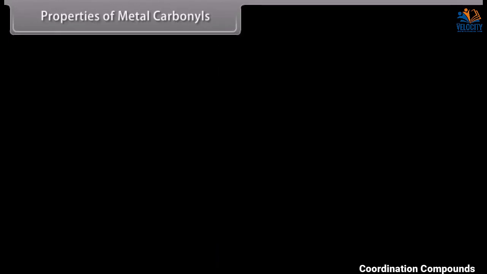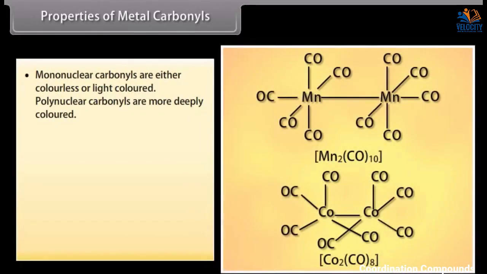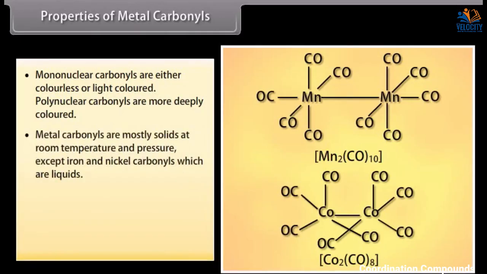Properties of metal carbonyls. Some important properties of metal carbonyls are the following. Mononuclear carbonyls are either colorless or light colored. Polynuclear carbonyls are more deeply colored. Metal carbonyls are mostly solids at room temperature and pressure except iron and nickel carbonyls, which are liquids.